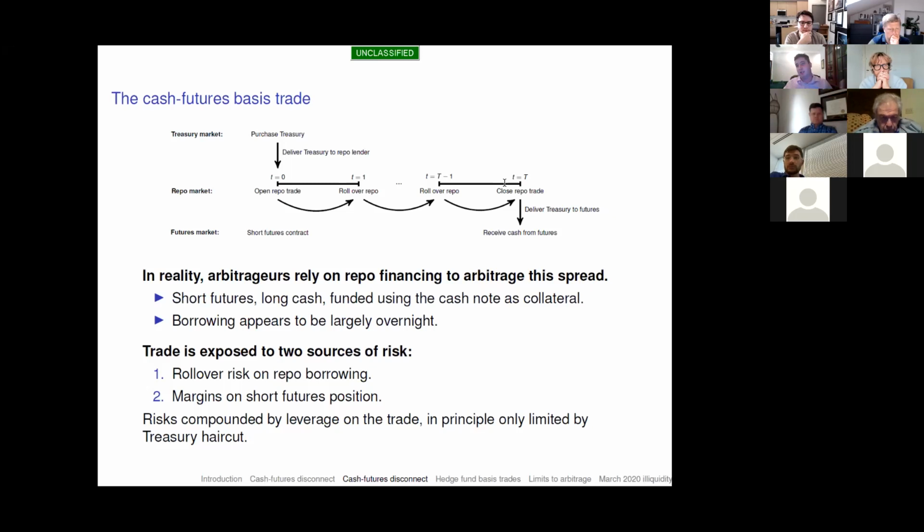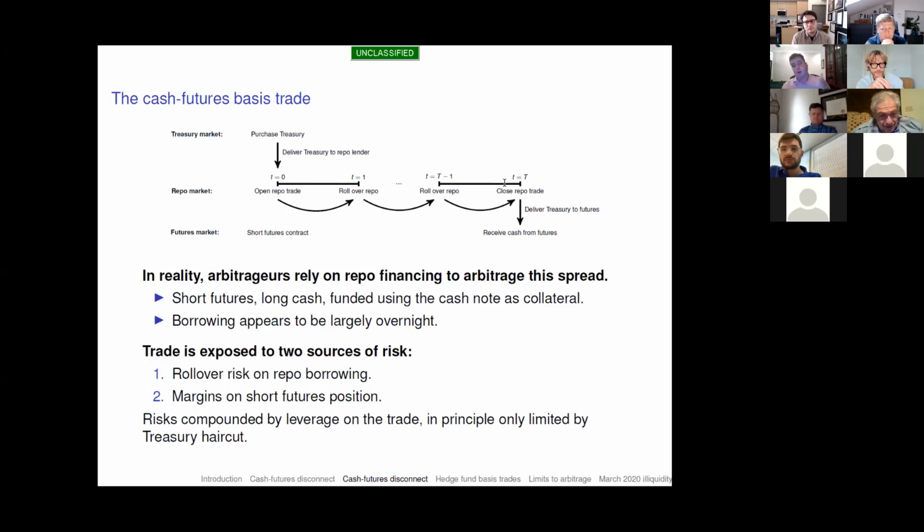Those two risks are compounded by the fact that, in principle, the amount of leverage I can take in this trade is only limited by the haircut on Treasury collateral, which is around 2%, meaning that in principle, a basis trader could be levered up to 50 to 1.